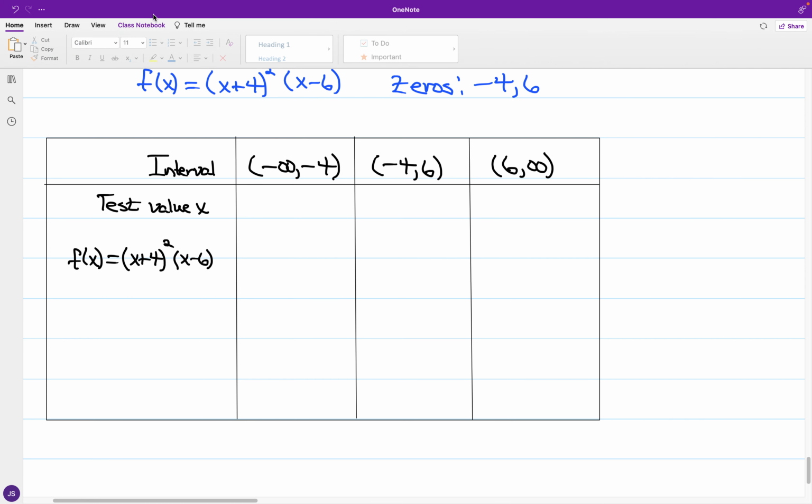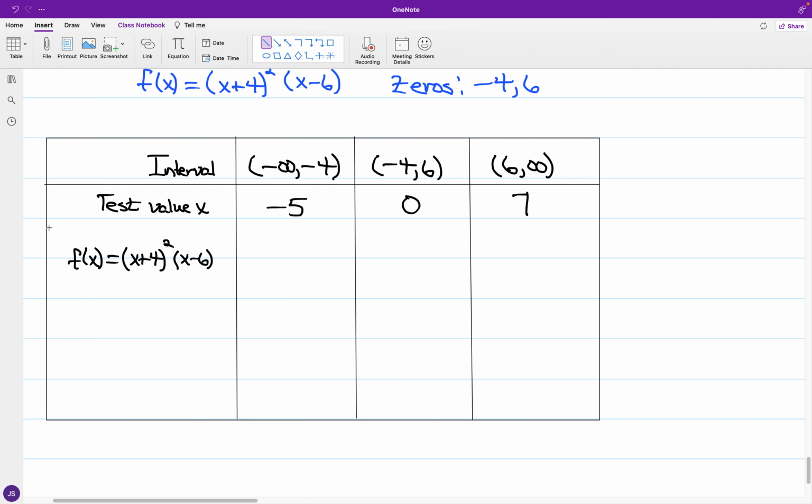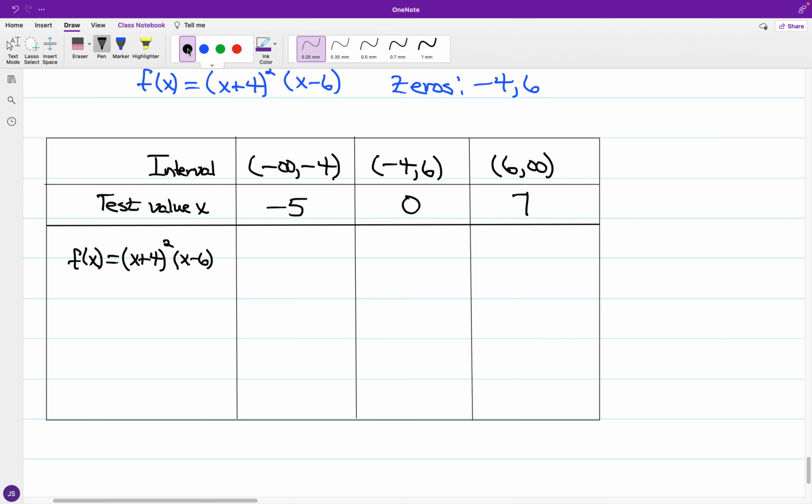Okay, so we have the intervals. For test value inputs, anything less than -4, we have -5 as a choice. Between -4 and 6, we have 0. And anything greater than 6, we'll say 7. And for the function values, we have f(-5), f(0), and f(7).